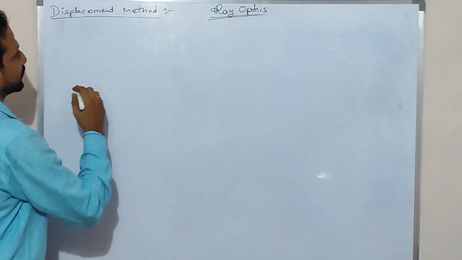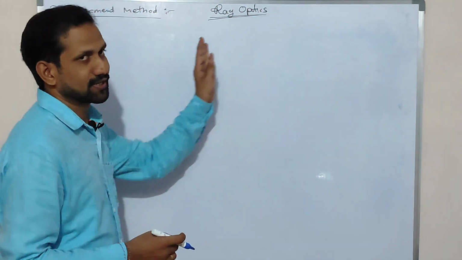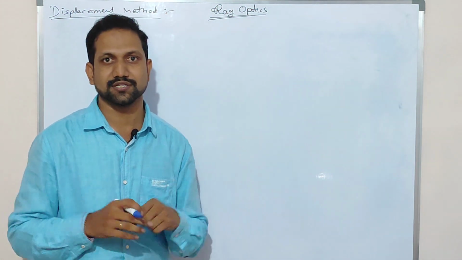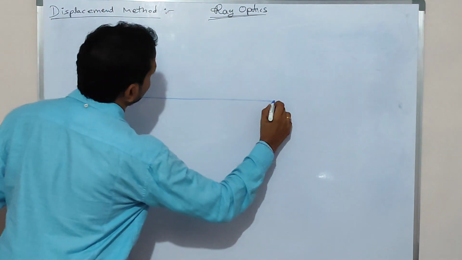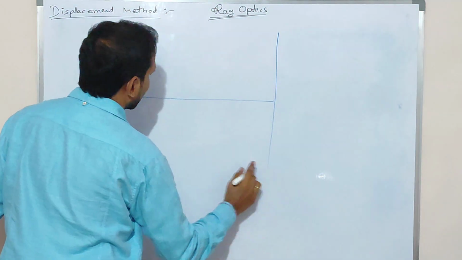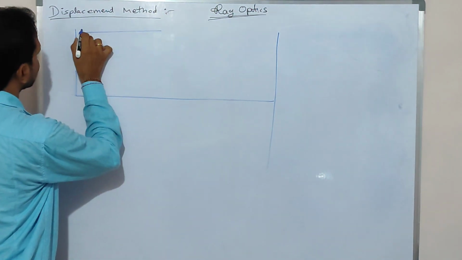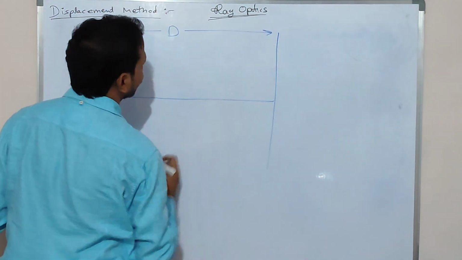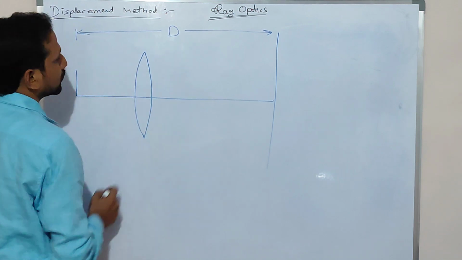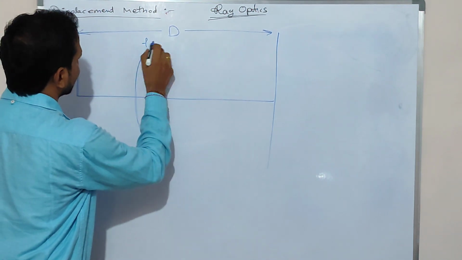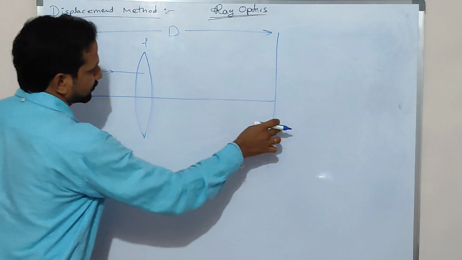In this method there will be a convex lens whose focal length we have to find, and there will be one real object and a screen. The distance between the real object and screen is generally fixed. So I am taking this is the screen, and this is going to be the real object. In between the screen and real object the distance is capital D, and we are placing the convex lens over here. The focal length of the convex lens is f, and definitely it will form an image on the screen.